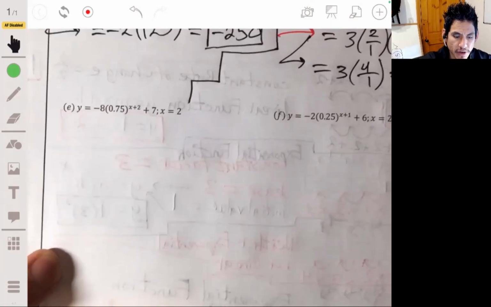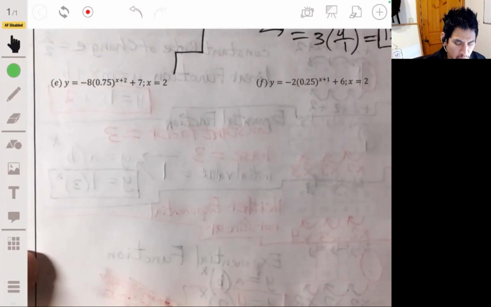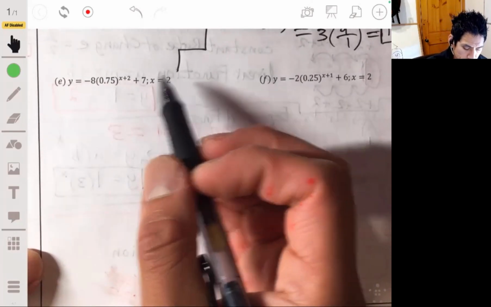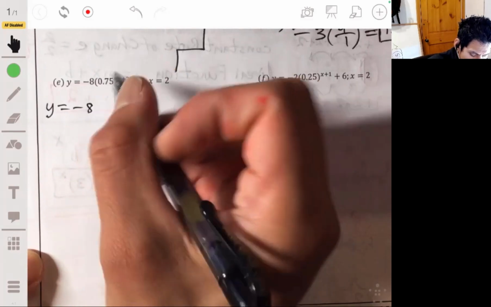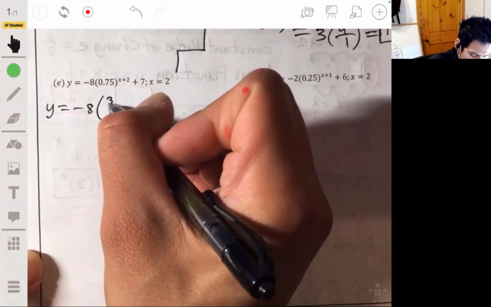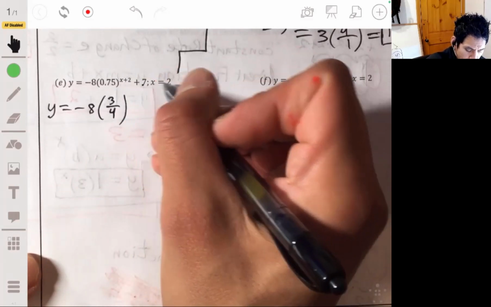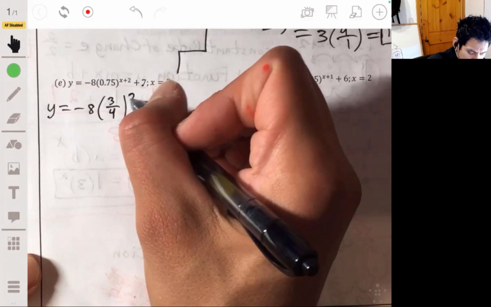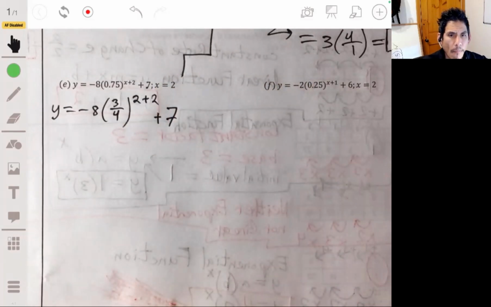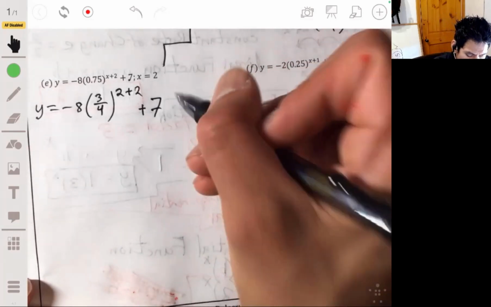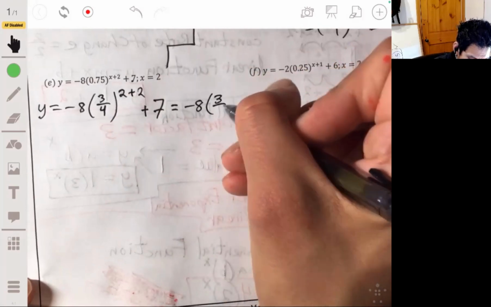Let's get into some of the more fun ones now, where we really have to be clear on what we're doing. So here we got y equals -8 times 0.75. Let's make that 0.75 into 3/4, to the x plus 2 power, plus 7 after. And we're going to plug in 2 for x. We have 2 plus 2 power plus 7, which is equal to -8 times 3/4 to the 4th power.